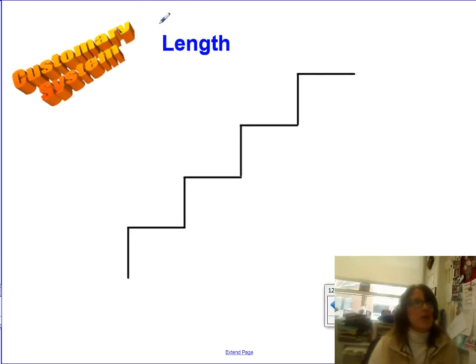So here we go. We have to start with length. So I want you to look. This looks like a smaller ladder. Yes. But here's the catch. All right. So here's our length basic standard units of measure in the customary system. We have the mile. Then comes the yard.